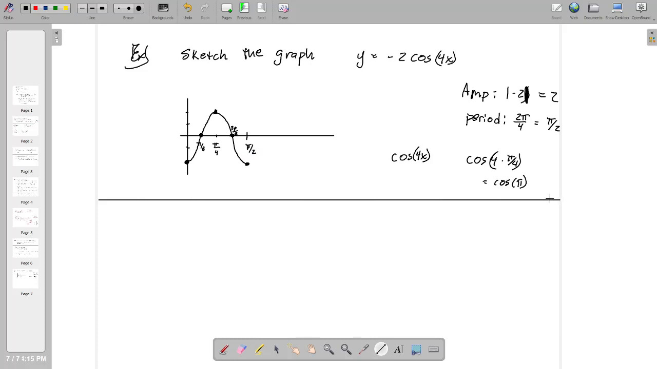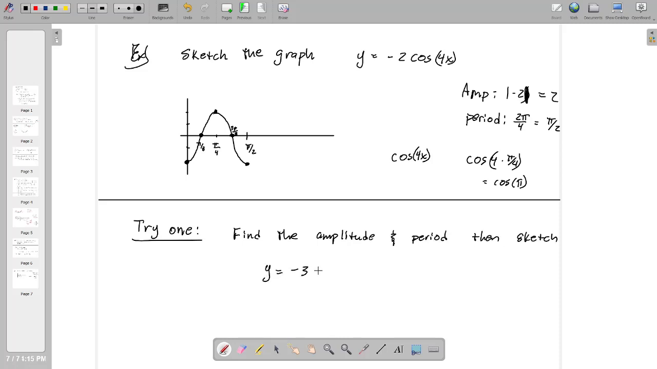I would recommend trying to stretch and compress your graph using the techniques that we've had before. Try one on the accompanying worksheet. Find the amplitude and period, then sketch the graph of y equals -3 sine 1/2 x.